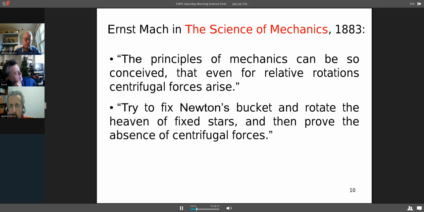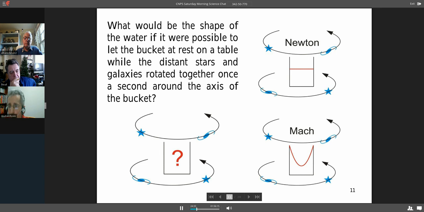But it is very clear that with this Gedanken experiment, we can distinguish Newton and Mach. I will show it in the next slide. So it is a thinking experiment. But let's see what we could expect according to Newtonian mechanics and according to the ideas of Ernst Mach. So what would be the shape of the water if it were possible to leave the bucket at rest on a table, while the distant stars and galaxies rotated together once a second around the axis of the bucket?